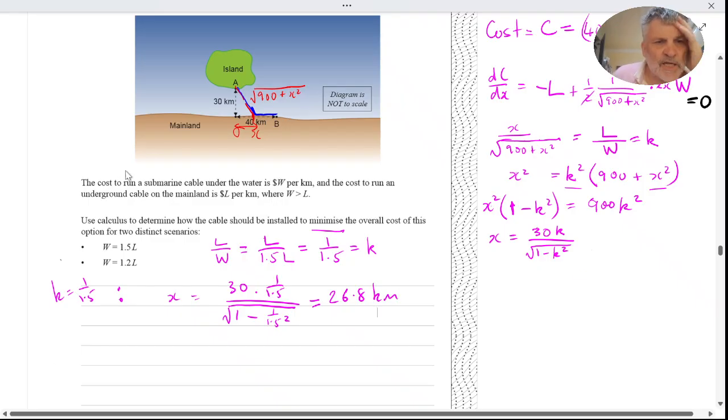So that says where W equals 1.5 L, that we want to go 26.8 kilometers from this point. That'd be 13.2 kilometers from B.